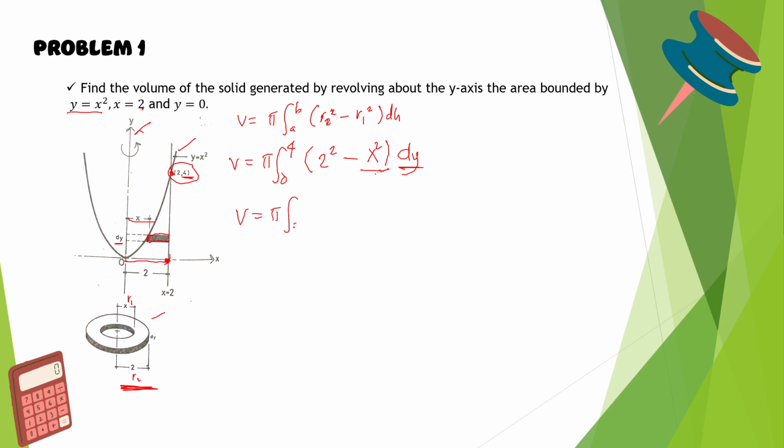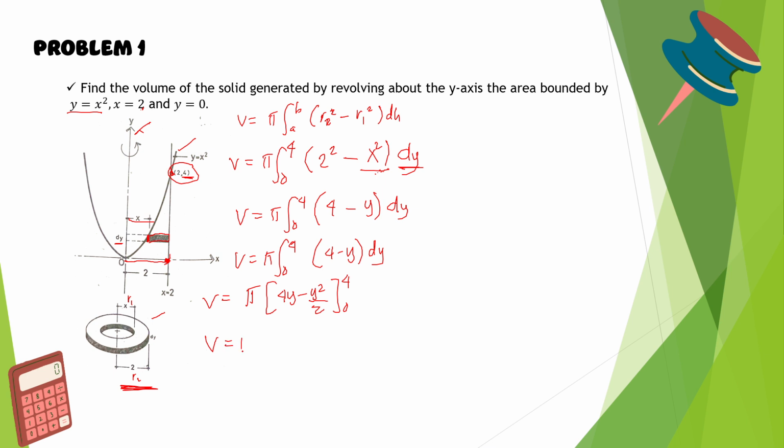Pi, from 0 to 4, this is 4 minus y, and this is dy. So V is equal to pi from 0 to 4. We need to integrate now. So V is equal to pi, this is 4y minus y squared over 2, bound from 0 to 4. So V is equal to pi.